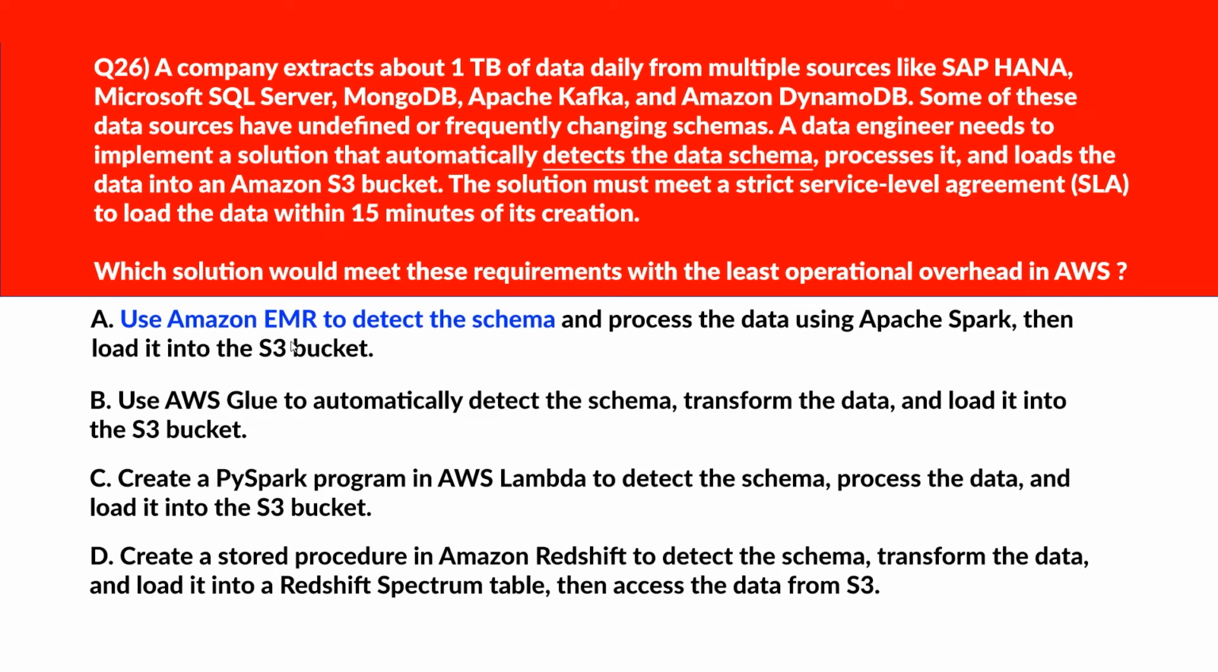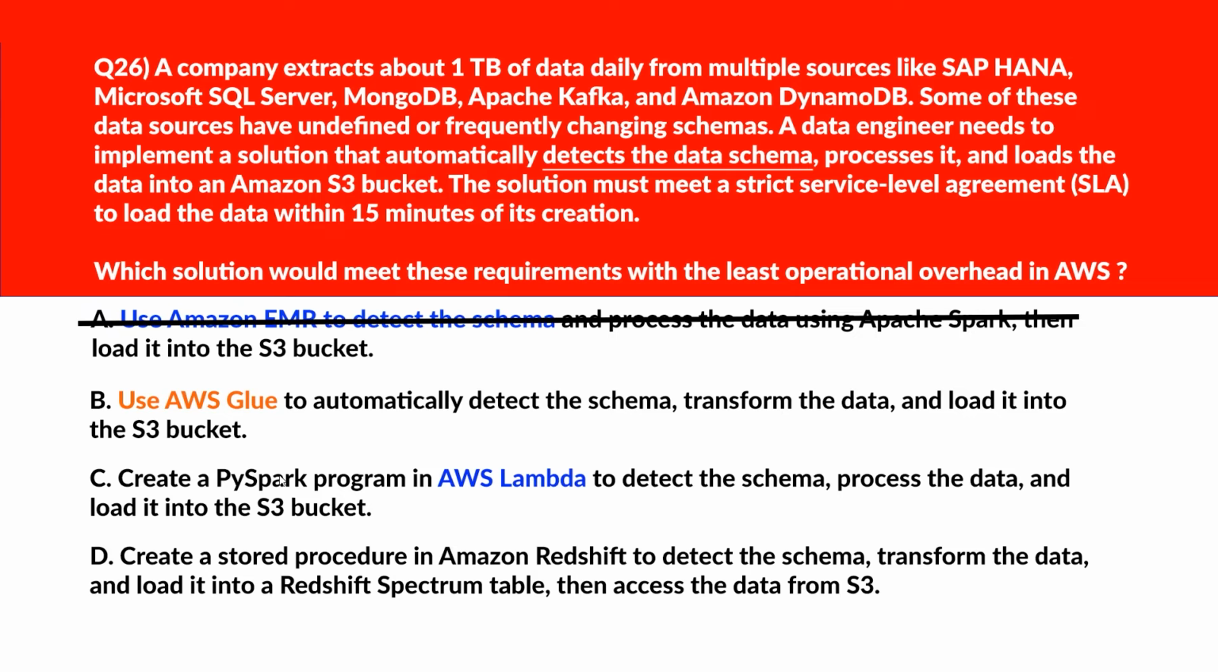A says use Amazon EMR to detect the schema and process the data using Apache Spark, then load it into the S3 bucket. Amazon EMR requires more management overhead compared to AWS Glue. Hence incorrect. Let's move to B. B uses Glue to automatically detect the schema, transform the data and load it into the S3 bucket. AWS Glue we know is a fully managed ETL service which can automatically detect schemas, transform data and load it into S3. Let's park this.